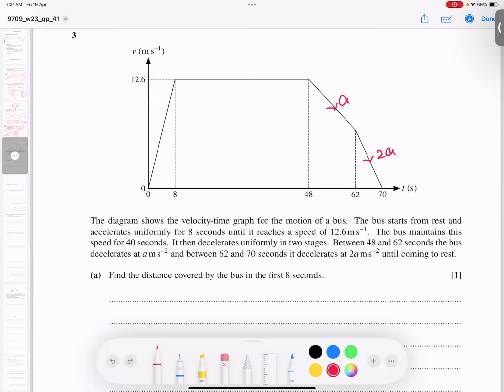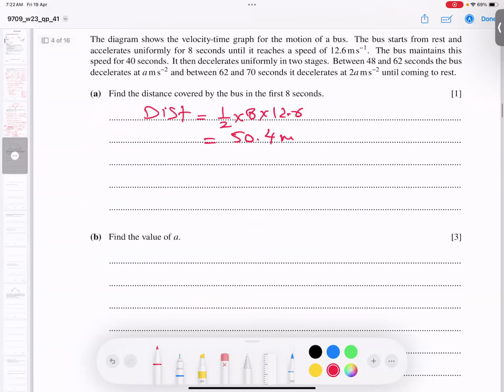So the distance covered by the bus in the first 8 seconds. 8 seconds means this triangle he talks about. So what is the distance traveled in the first one? You know, the area is half into base into height. Base 8, height 12.6. If we check in the calculator, this answer turns out to be 50.4 meters. And I believe the point is clear.